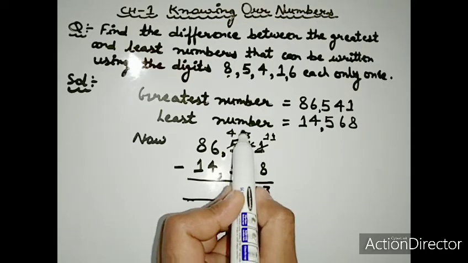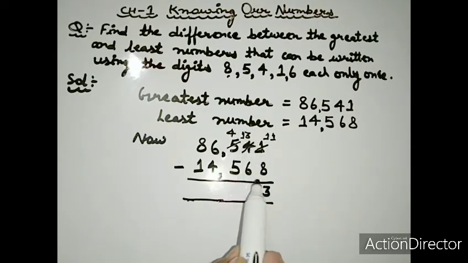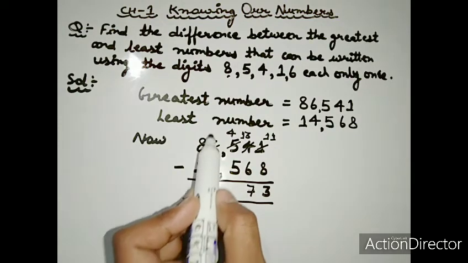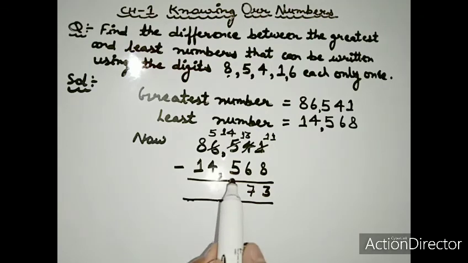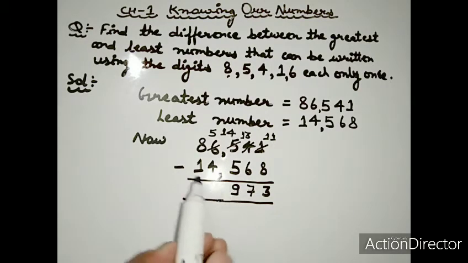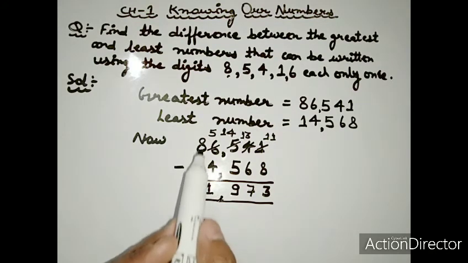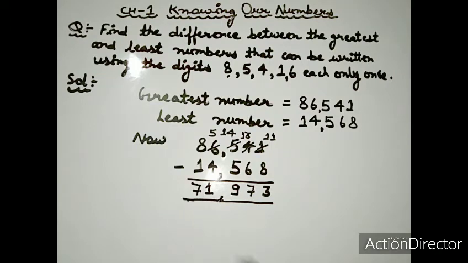Then here is 13. 13 minus 6, 7. Now here we take one borrow from here. Then it's changed into 14. 14 minus 5, 9. Now 5 minus 4, 1 here. Now 8 minus 1, 7.